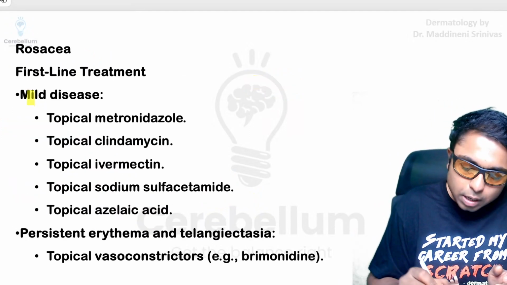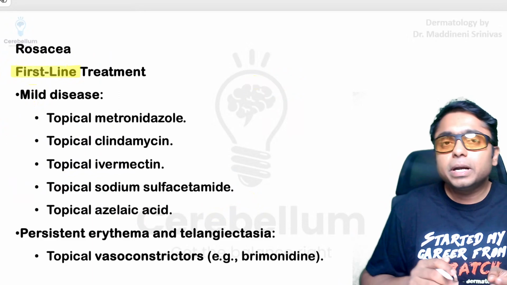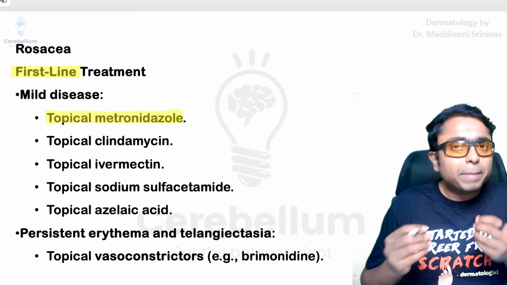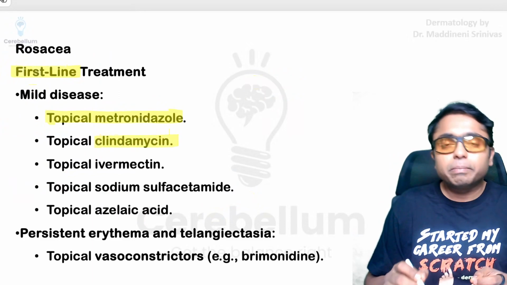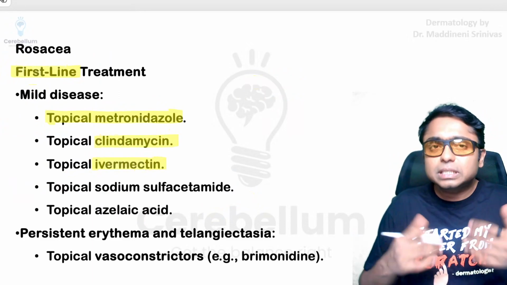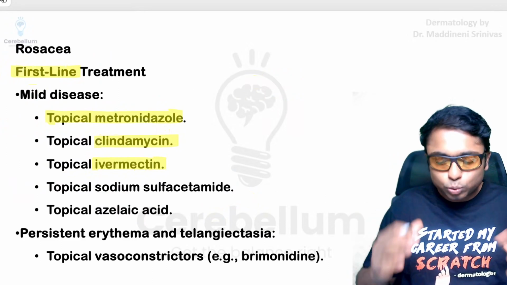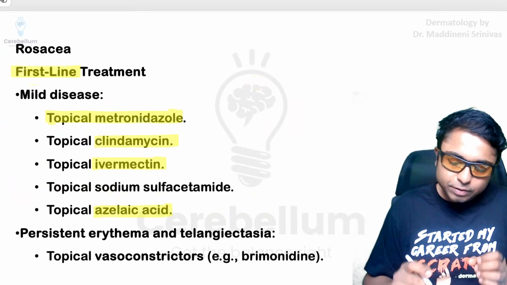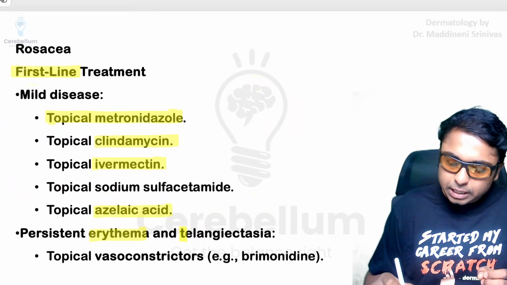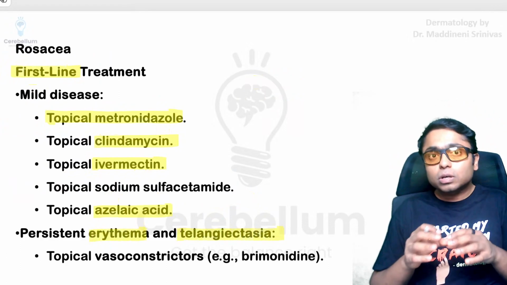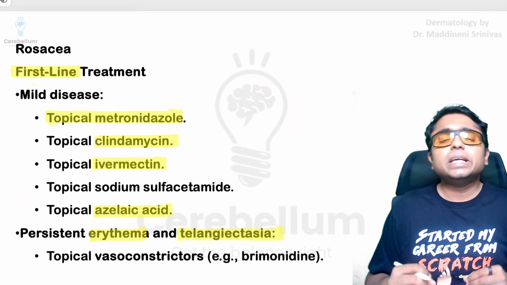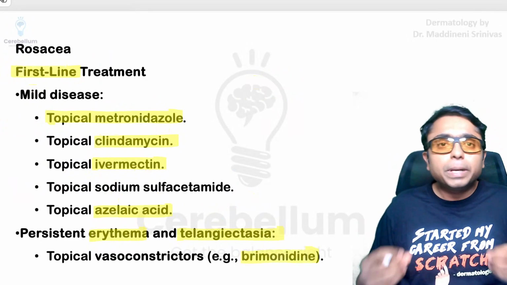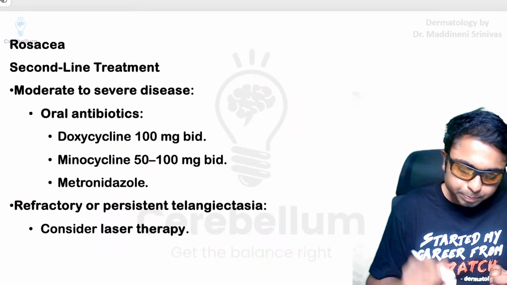and they should stay in the cool. And first line of treatment, if mild disease is there, we are going to use topical metronidazole, clindamycin, and also ivermectin, and azelaic acid. So these are the topical agents which can be used. And if there is persistent erythema and telangiectasia because of the dilated blood vessels, we can give some agent which can produce vasoconstriction, like for example brimonidine can be used.